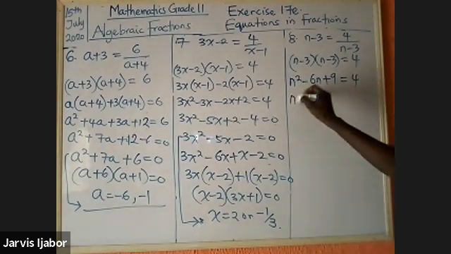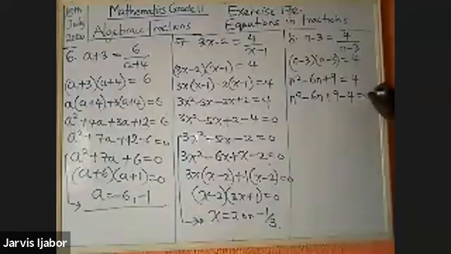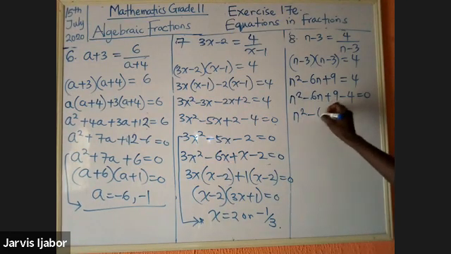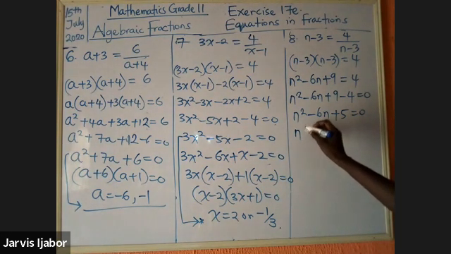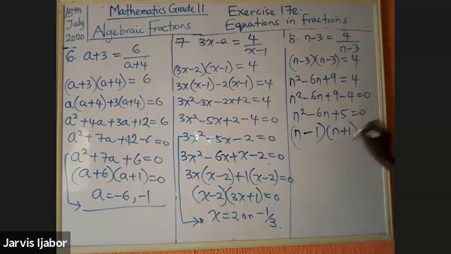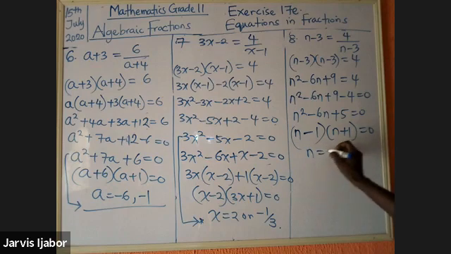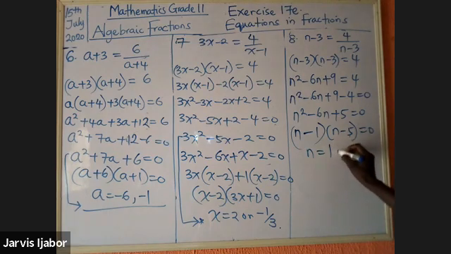So this will now be n squared minus 6n plus 9 minus 4 equal to 0. So n squared minus 6n plus 5 equal to 0. Now I know that the two factors I'm looking for must both be negative. So this will simply be n minus 1 into n minus 5 equal to 0. So n is equal to 1 or what? 5.